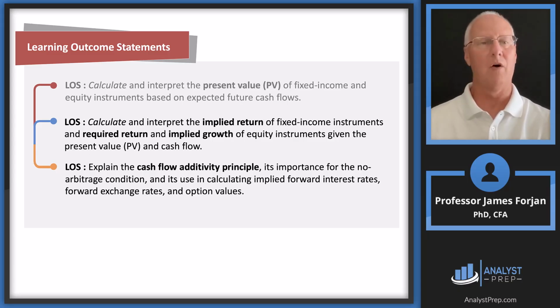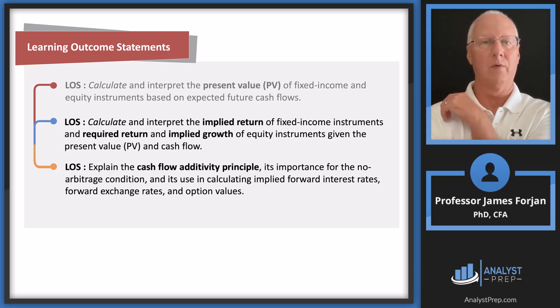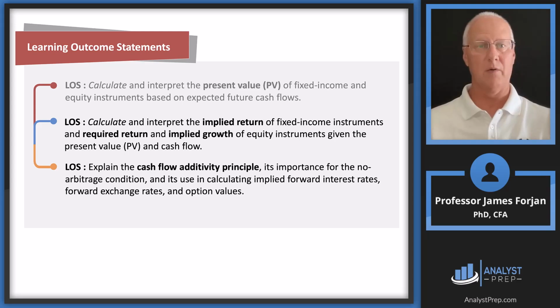I promise I won't keep you that long for these second two LOSs, but I want you to look carefully at the second one. We're going to do the same thing that we did in the first LOS, calculate and interpret, but this is a combination of what we did in the previous learning module and then what we just did in part 1. Recall in part 1 when we were solving for present value, the price of a bond, the price of a share of stock, we were given that required rate of return.